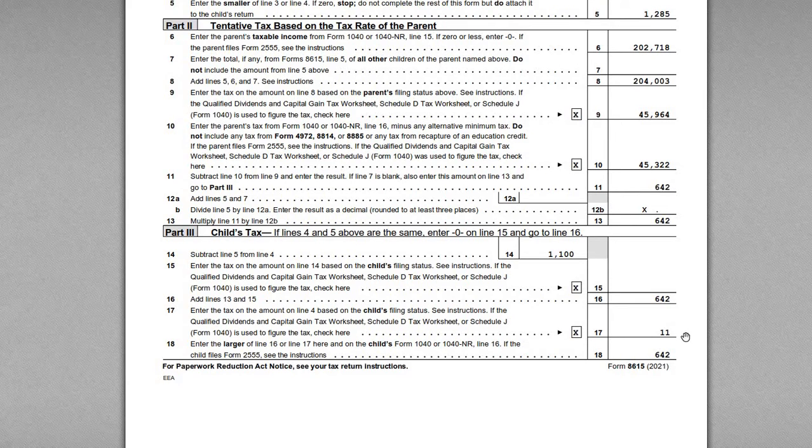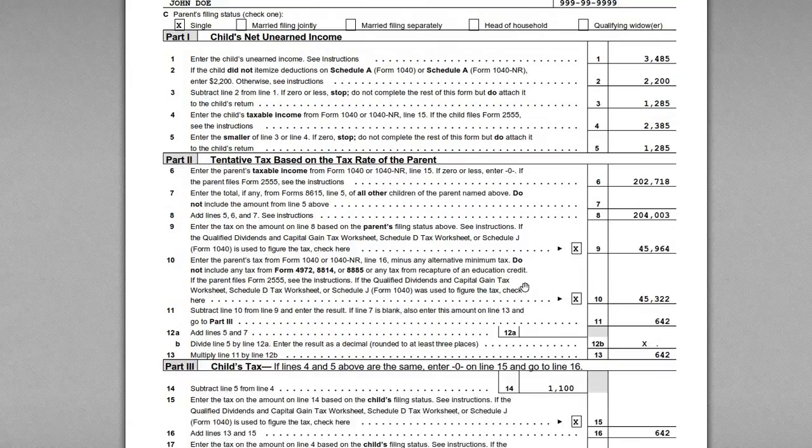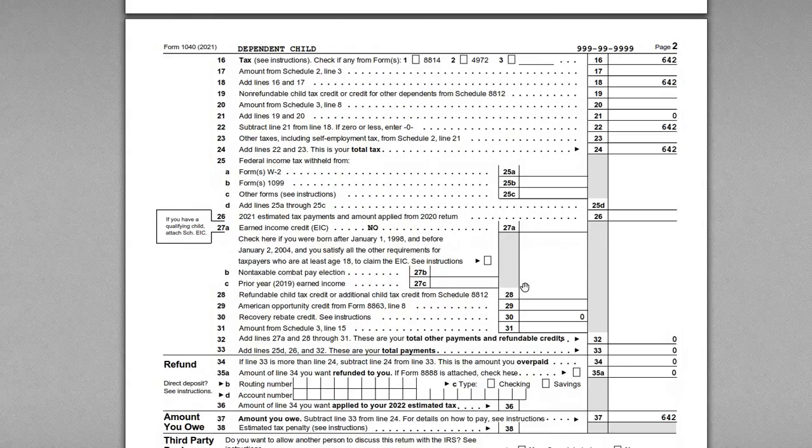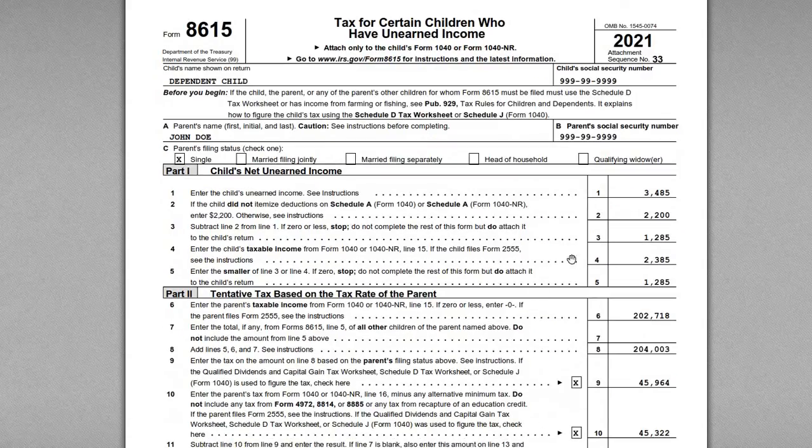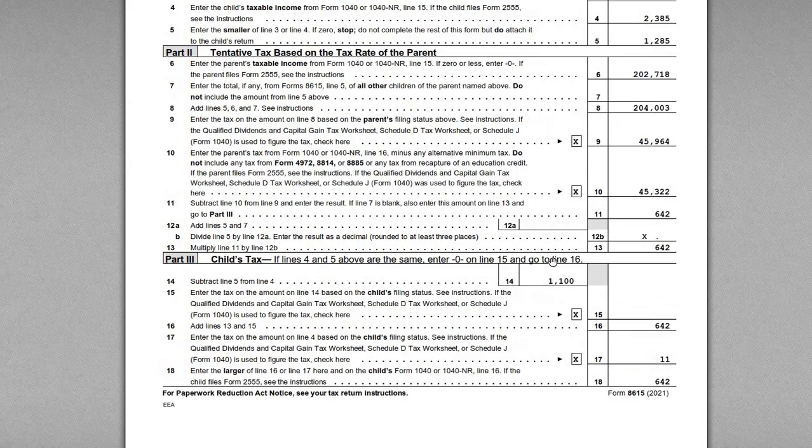But again, because of the kiddie tax, we need to factor in the rates that would have been applied at the parents' level. And so that's why line 18, it's asking us to use the larger of the two. Right, so in this case, we're using the larger, 642 over 11. And so $642 is ultimately the amount of tax that's going to be paid at this level by the child. So line 16, the tax amount, $642, rather than that $11 that otherwise would have been reported as the tax amount, if we didn't have this kiddie tax computation issue.